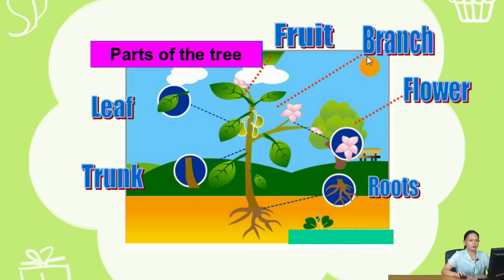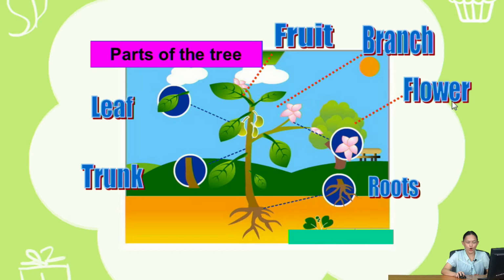Next, let's go to the branch. Branch of a tree. This is an example of a branch. This one, the brown one. It is called a branch. B-R-A-N-C-H. Branch. And of course, the pink one in a tree, it is called a flower.